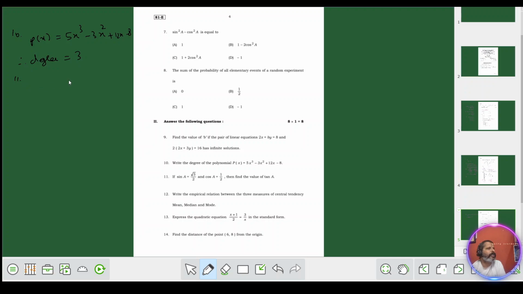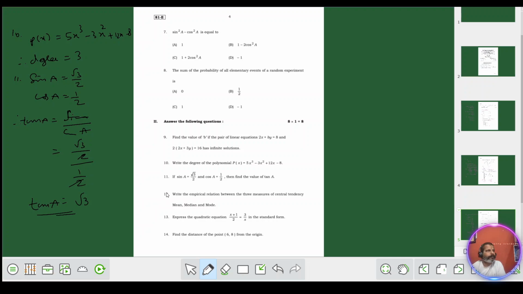Moving to the 11th question. If sin a is root 3 by 2 and cos a is 1 by 2, find the value of tan a. First write sin a equal to root 3 by 2, cos a equal to 1 by 2. Don't construct a triangle and find the other value; not required. We have tan a equal to sin a by cos a. Sin a is root 3 by 2, cos a is 1 by 2. The 2s cancel. So tan a is root 3.